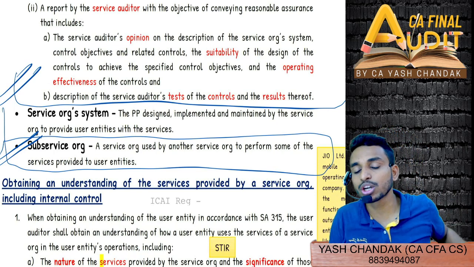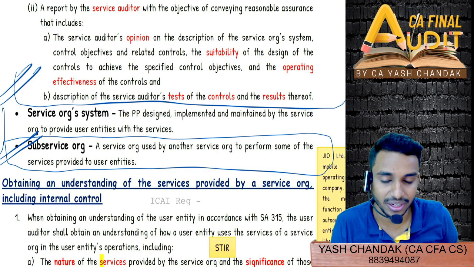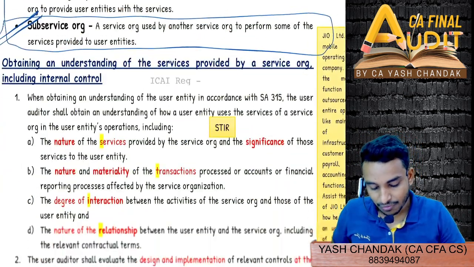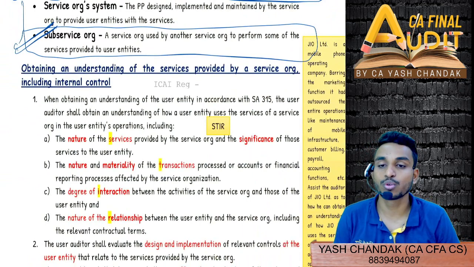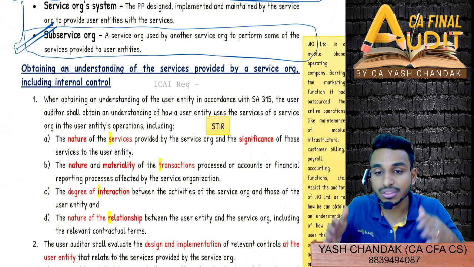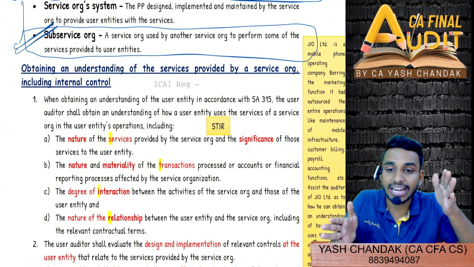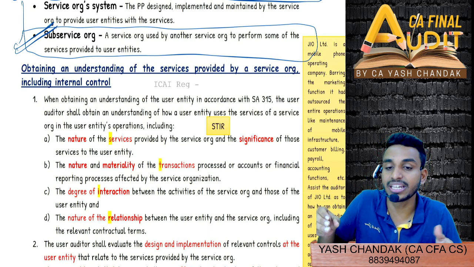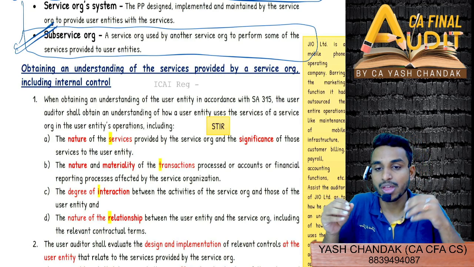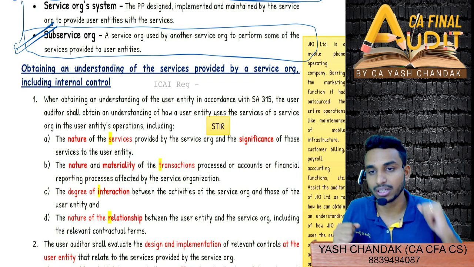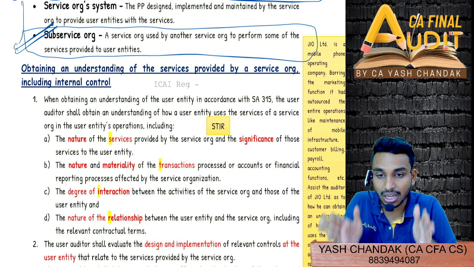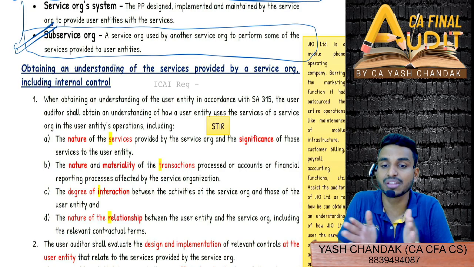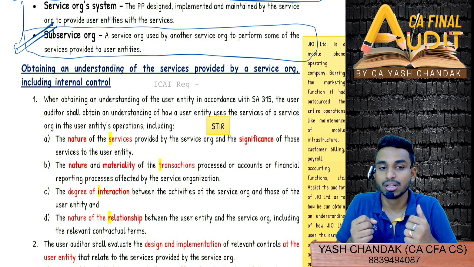So we will check what all things have to be seen when it comes there. Now we'll start with what? We'll have to start with understanding the relationship between the UE and SO. Understanding the relationship between user entity and service organization, between Wipro and X Limited. Between Wipro and X Limited, what is the relationship, the transaction that is happening, the nature of the transaction, right?